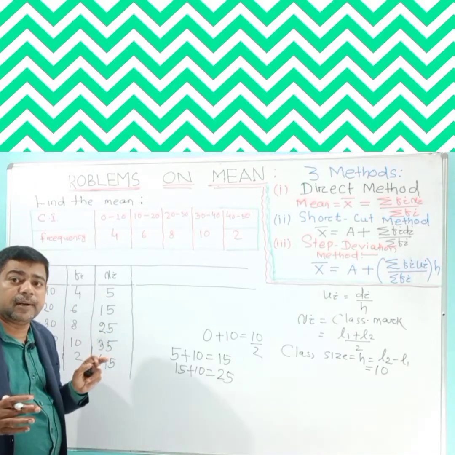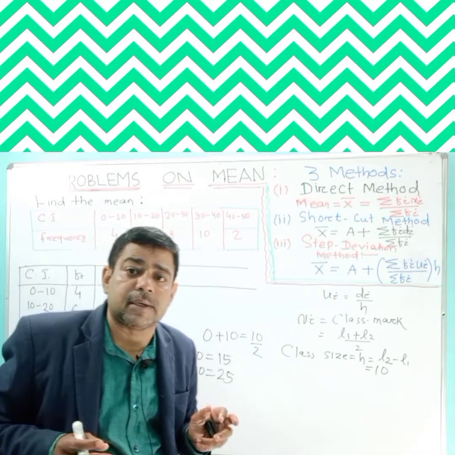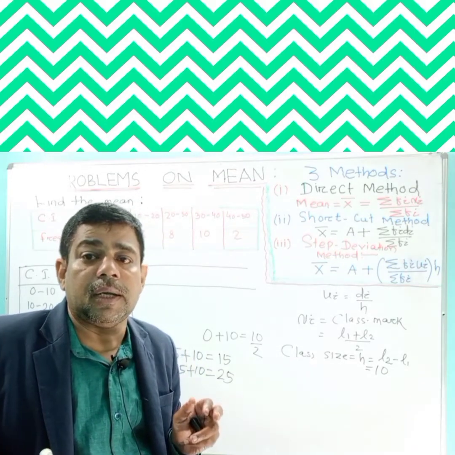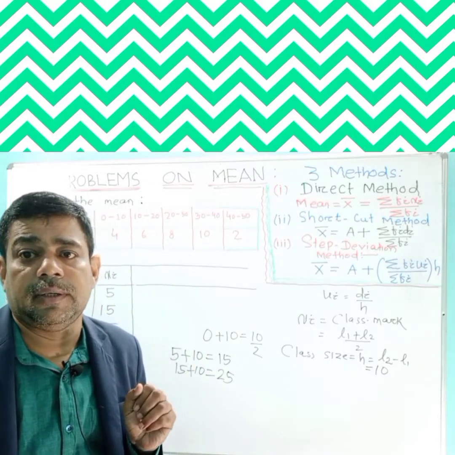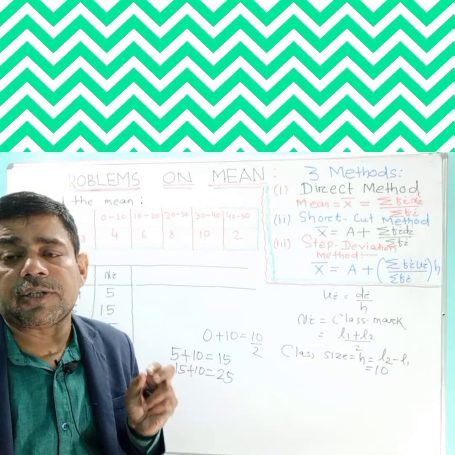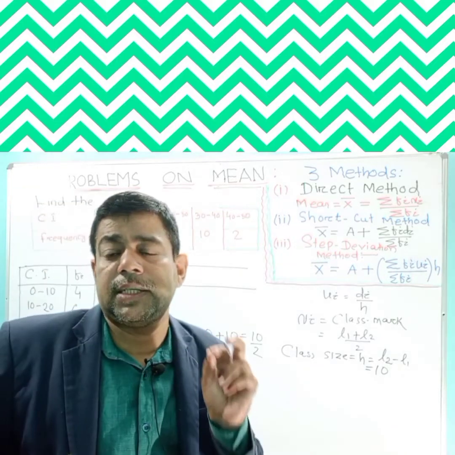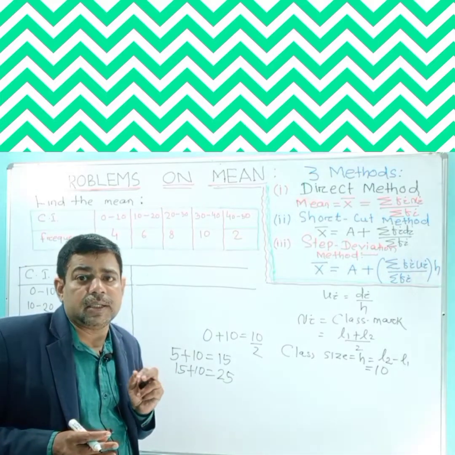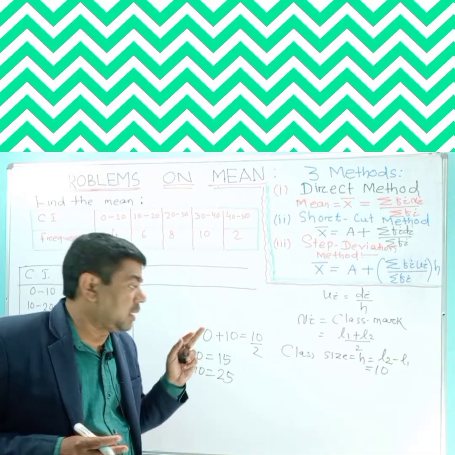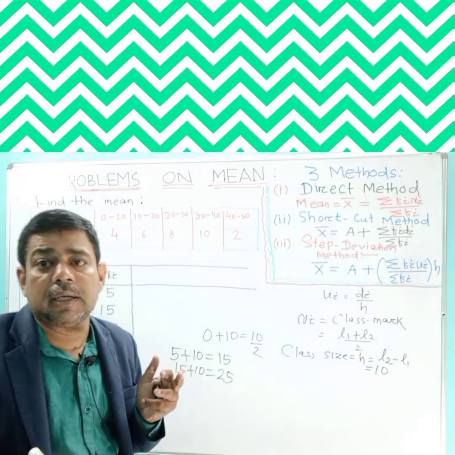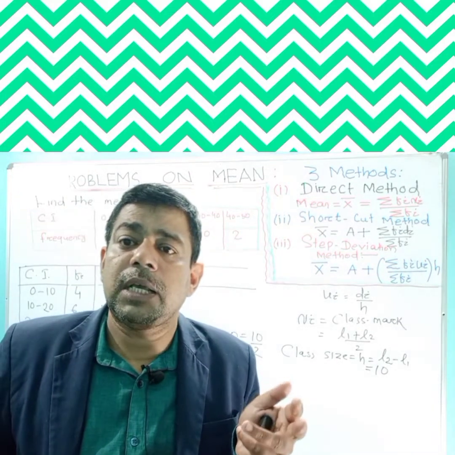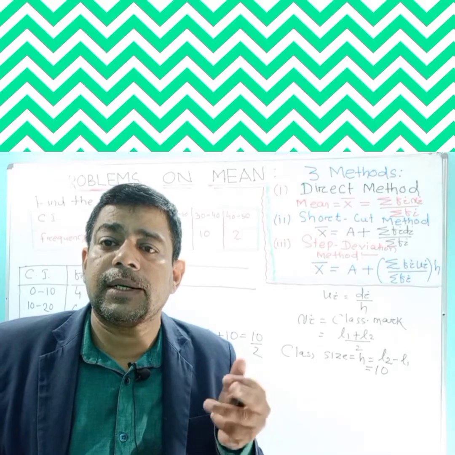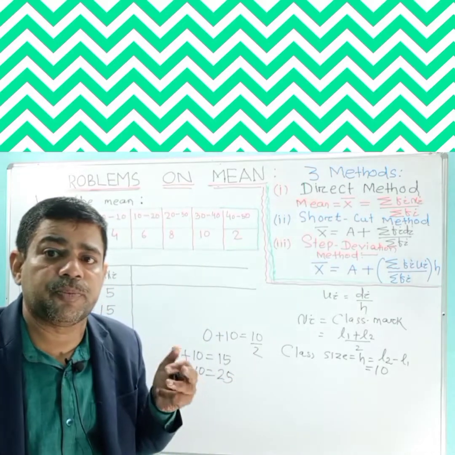So is it clear to all of you how to find out the class mark? If the class size is the same throughout the class intervals, first find out the class mark of the first class interval. Then find out the class size. The class size here is 10. Then you add the class size to the previous class mark and you get the class mark of the next class interval. This is the process.